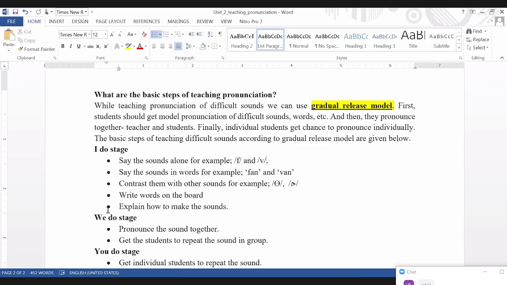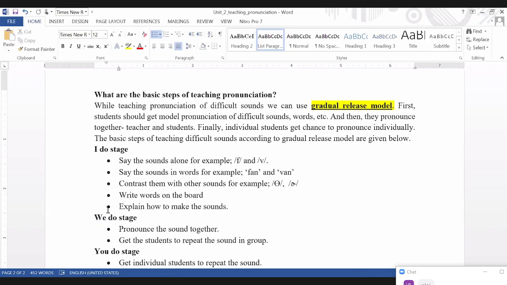So say the sounds alone. For example, first step. Say the sounds in words. For example, fan and van, fan, van. Contrast them with other sounds. For example, thin, then, thief, the. What this is what toy and the dental तिर जान्छ फेरि.